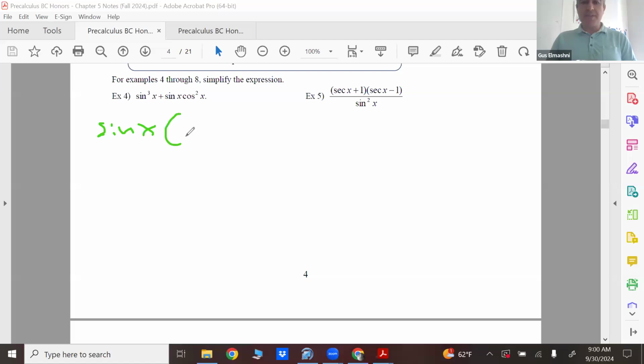So let's pull out sine x. Does that make sense? Common factor. And what's sine squared plus cosine squared again? 1. So final answer is just sine x straight up, right?